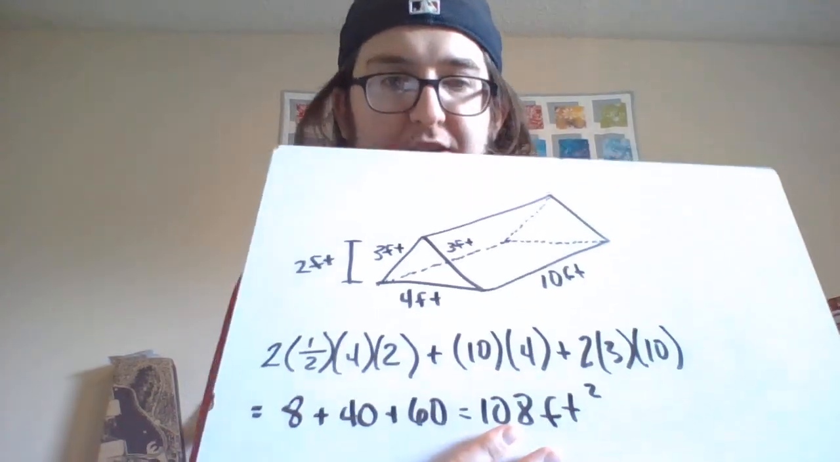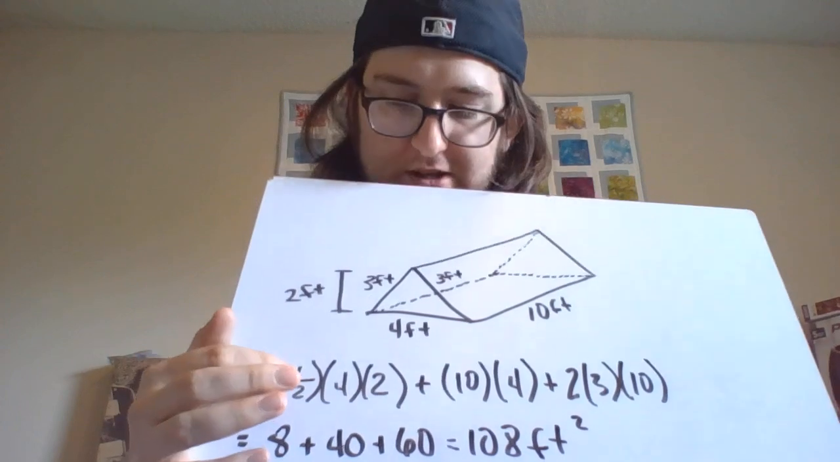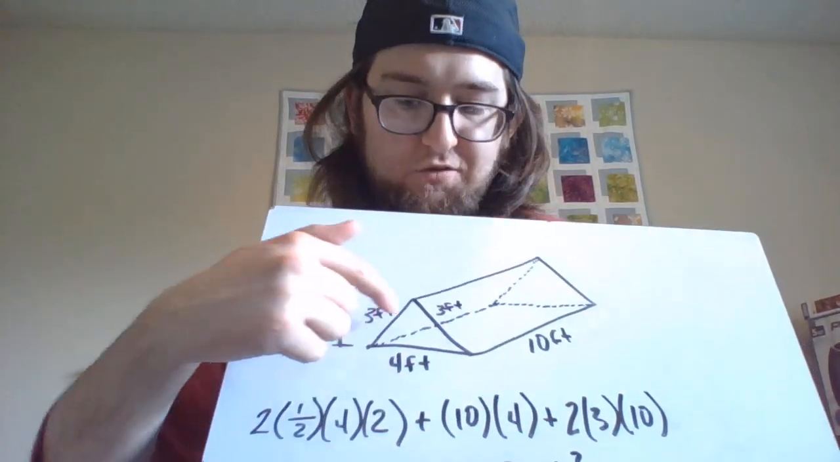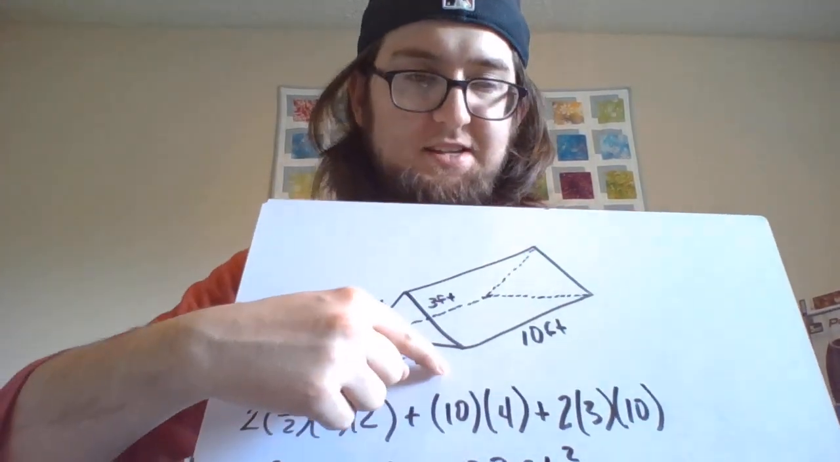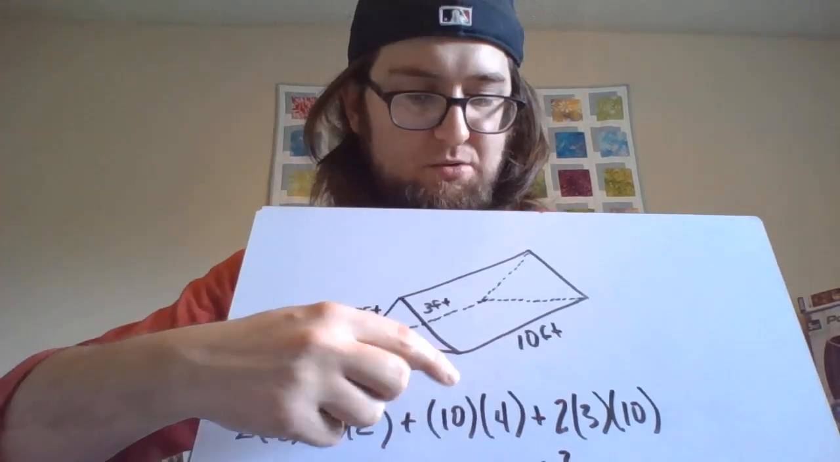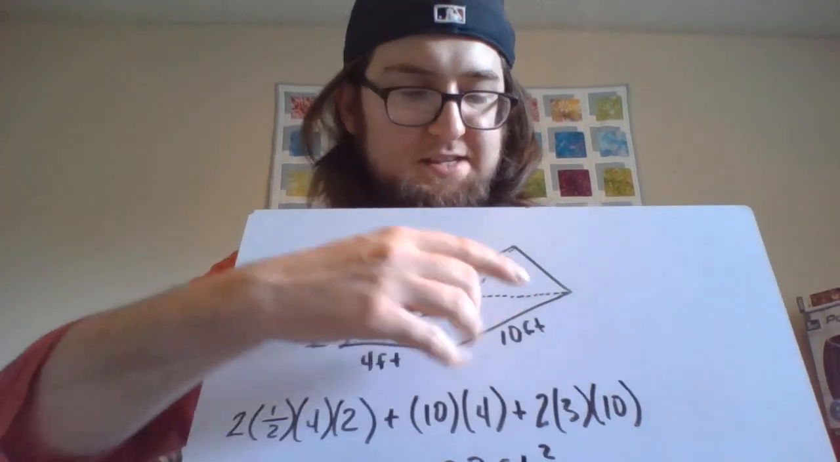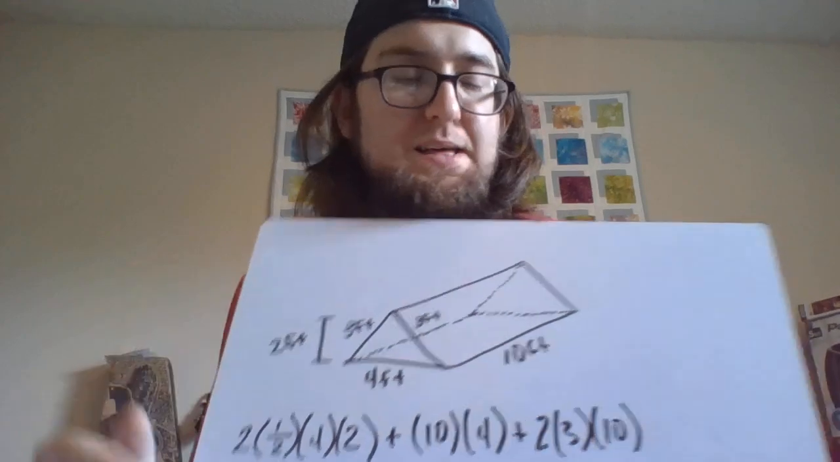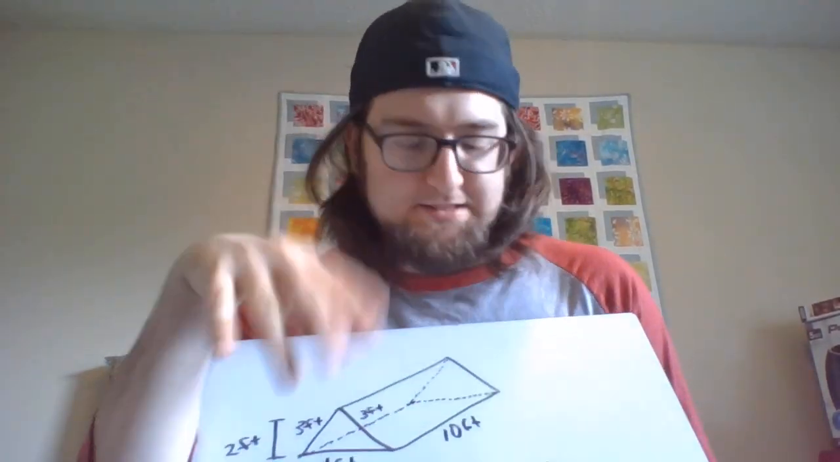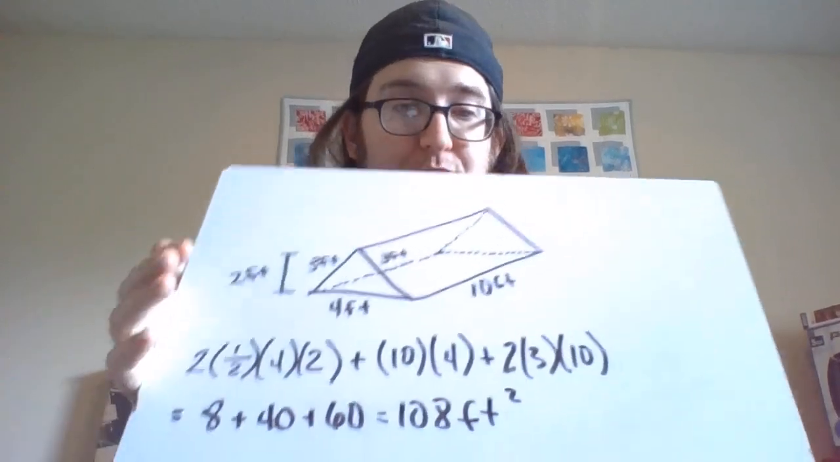So when we show the math here, we've got 2 times 1/2 times 4 times 2. That's for both the triangles. Then we have 10 times 4. That's for the bottom rectangle. Then we have 2 times 3 times 10. That's for both of the side rectangles. But if you flip the triangular prism on its side, then they would be the bottom rectangles. It's all the same. So just pay attention to what you're doing.